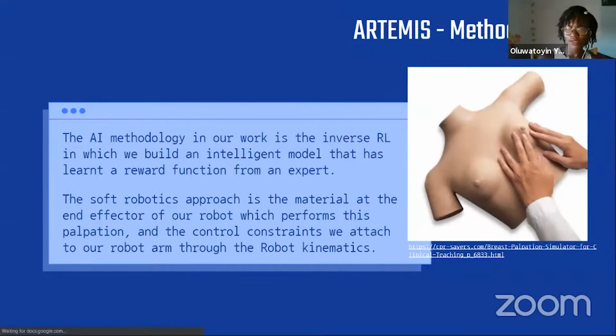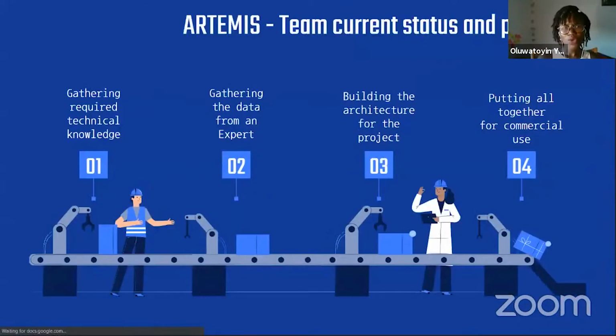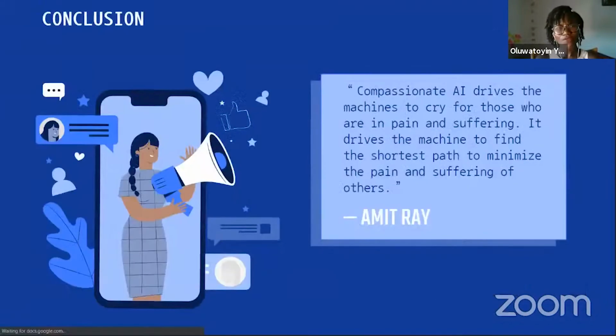What is the current status of this project? Right now, we're gathering the required technical knowledge as a team, and then we move to the phase of bringing in an expert who will actually give us the data that we need to learn the right policy to give our robot. And then we move to the building of the architecture for the project, and finally, putting it to good use for humanity.